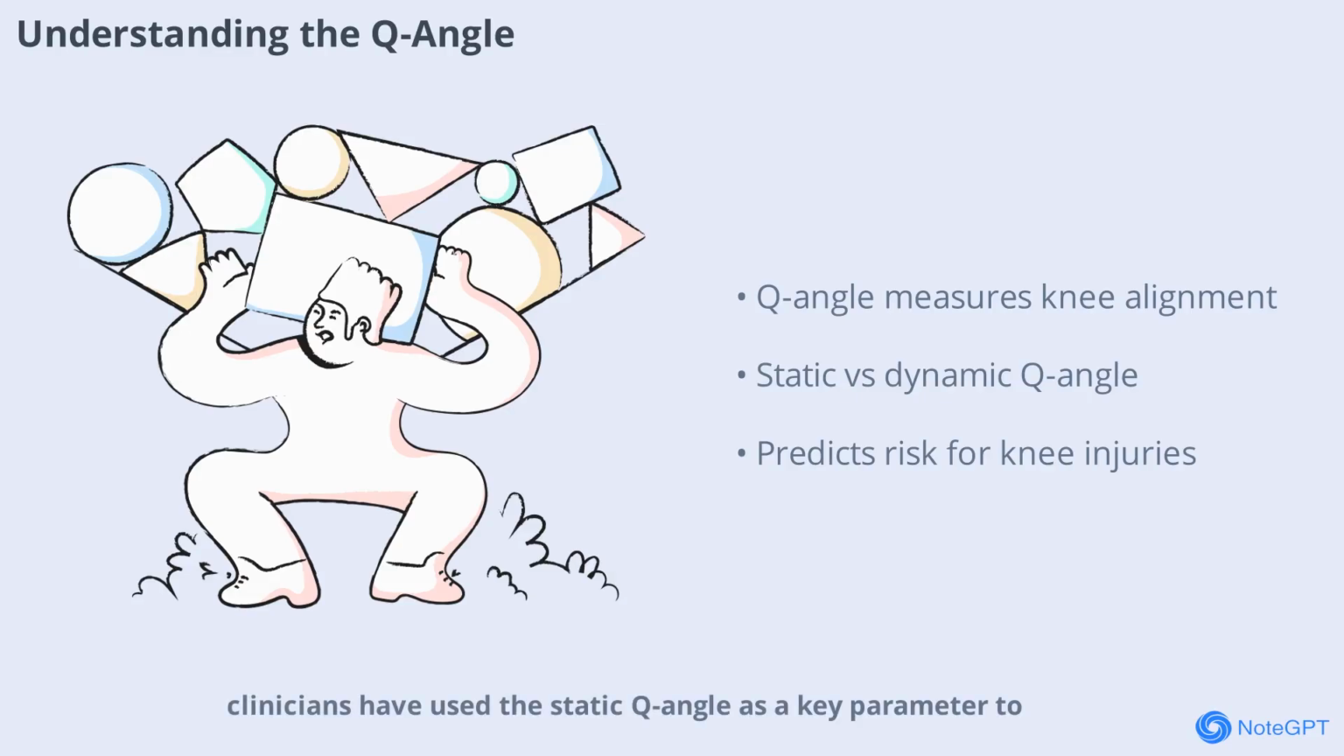This angle is thought to represent the force vector of the quadriceps and patellar tendons acting on the patella. Traditionally, clinicians have used the static Q angle as a key parameter to evaluate knee alignment and predict risks for injuries like patellofemoral pain, patellar instability, and other knee disorders. However, the clinical value of the static Q angle has been questioned due to its limitations and inconsistent correlation with actual knee pathology. As research has advanced, a new concept has emerged, the dynamic Q angle, which considers knee alignment during movement, offering a more functional perspective on knee biomechanics.